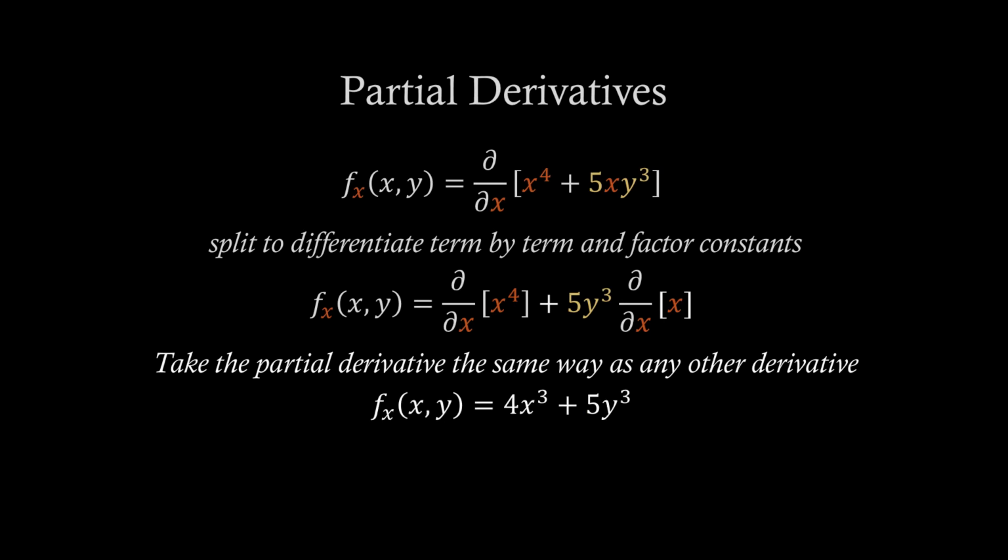Now, the derivative of x to the fourth we know is 4x cubed. The derivative of x with respect to x is just 1. And so my answer is that the partial derivative with respect to x of my original function is going to be 4x cubed plus 5y to the third.